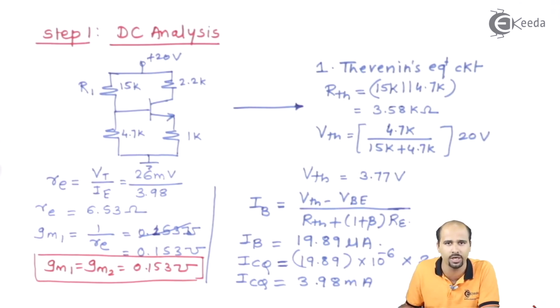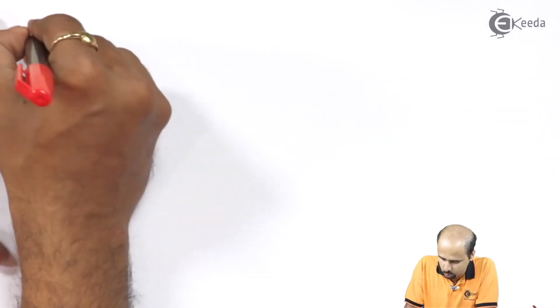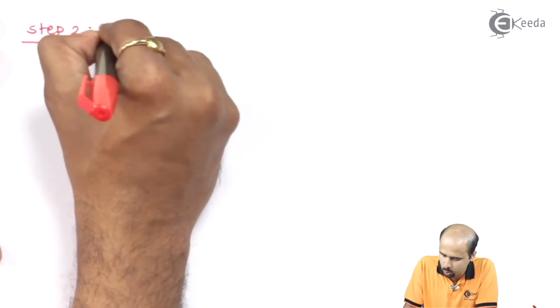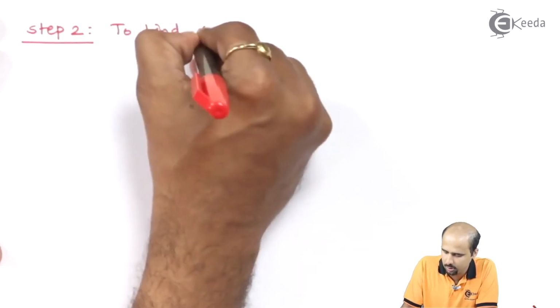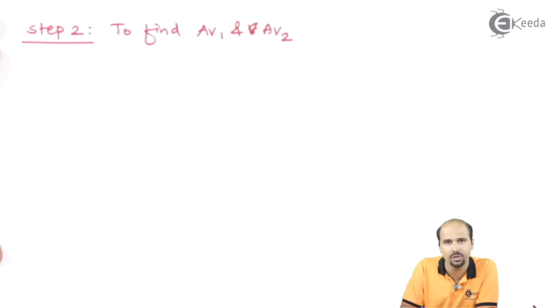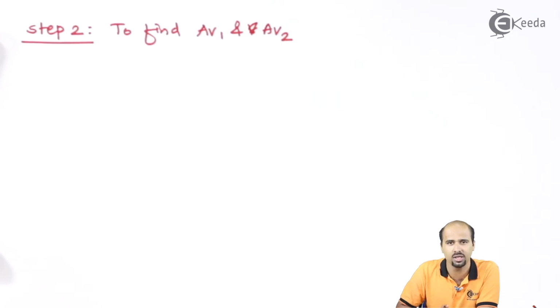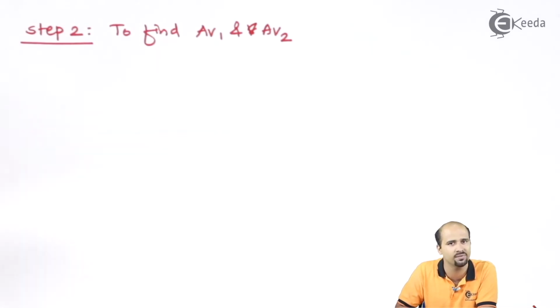Okay, so this is the first finding, and then we'll be getting the value of AV1 and AV2, and that we have to incorporate into the higher cutoff frequency formulas. So let's move to step number 2, that is nothing but your AV1 and AV2. Step number 2 is to find AV1 and AV2. I'm not calling it the AC analysis of this particular circuit, because here we don't have to calculate the complete AC analysis, we just have to specify the value of AV1 and AV2, which are required for the calculation of FH1, FH2 and FH intermediate.